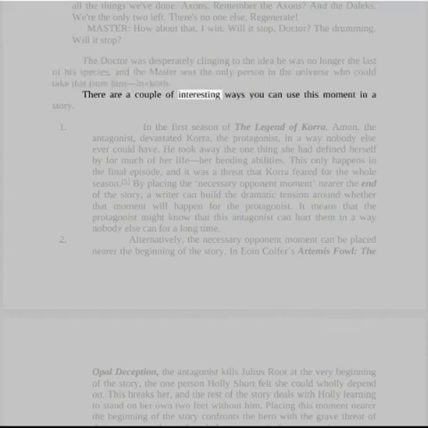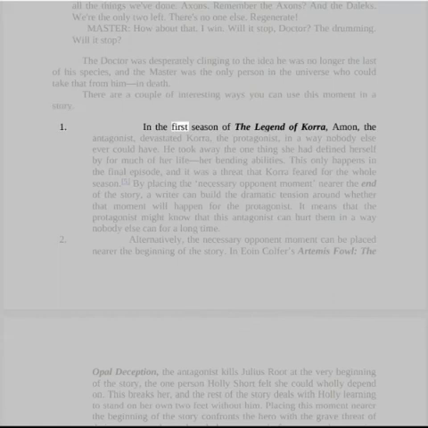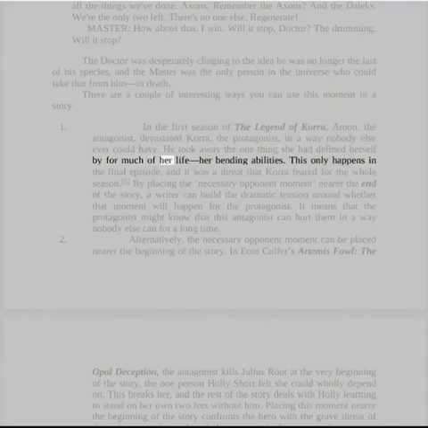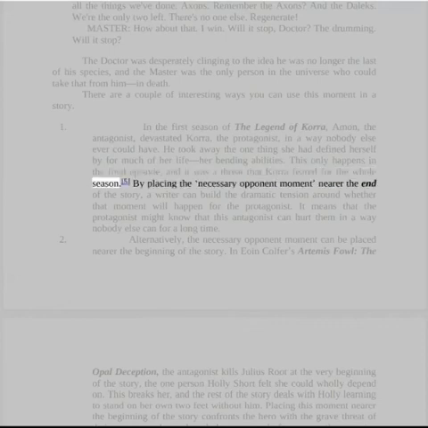There are a couple of interesting ways you can use this moment in a story. 1. In the first season of The Legend of Korra, Amon, the antagonist, devastated Korra, the protagonist, in a way nobody else ever could have. He took away the one thing she had defined herself by for much of her life, her bending abilities.